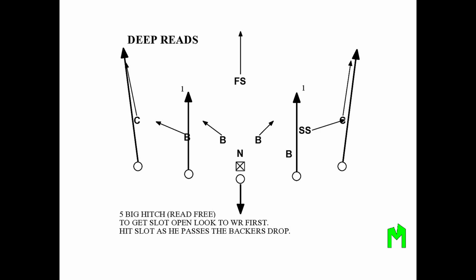This deep reads diagram illustrates the 4 verticals concept. The quarterback uses a 5-step big hitch drop, reading the free defender to get the slot receiver open. The progression starts by looking at the wide receiver first, then hitting the slot as he passes the linebacker's drop zone. This read sequence helps the quarterback exploit the defense's deep coverage responsibilities, creating opportunities for big plays by attacking seams and vertical routes effectively.